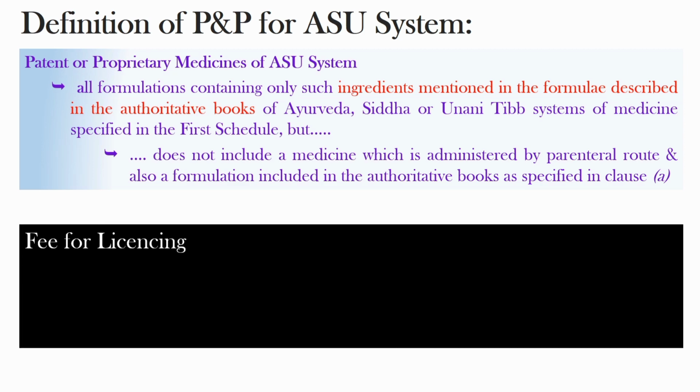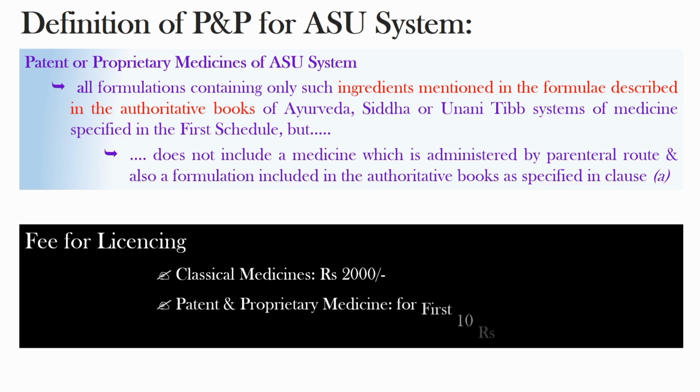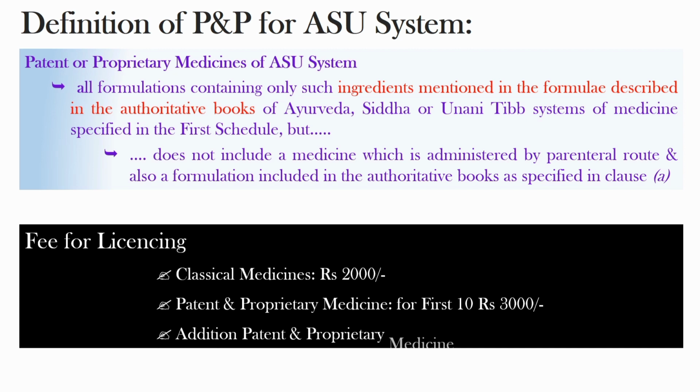Now coming to the fee structure. The fee for the manufacturing license of any number of classical medicines is rupees 2000, and the fee for the manufacturing license of the first 10 patent or proprietary medicines is rupees 3000, and the fee for each additional patent or proprietary medicine is rupees 2000 per product. Now coming to the categories of medicine.